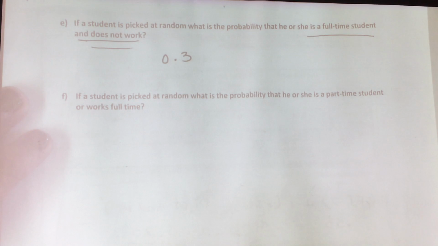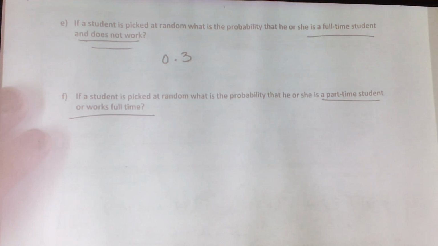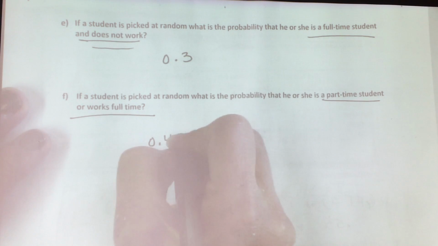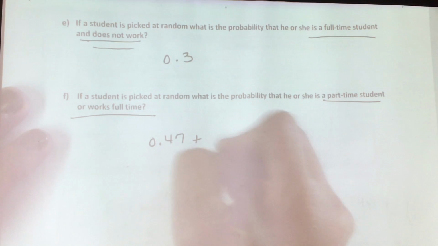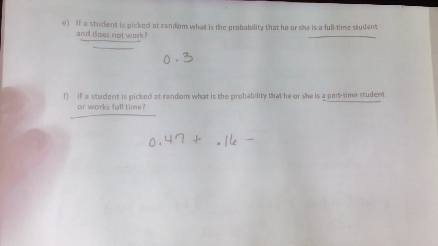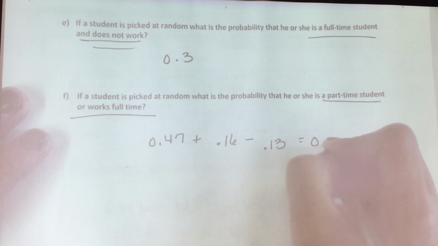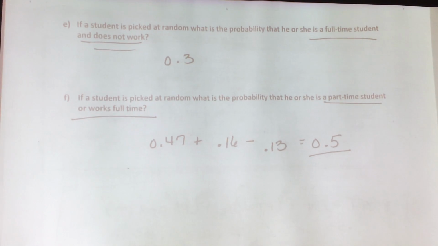And the last one, what is the probability that he or she is a part-time student or works full-time? So now the probability that he is a part-time student is 0.47 plus the probability that he works full-time is 0.16 minus both part-time student and works full-time is 0.13, and that calculation is equal to 0.5. And that completes section 2 of chapter 7.